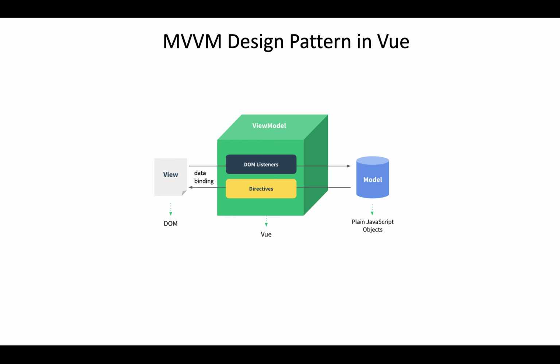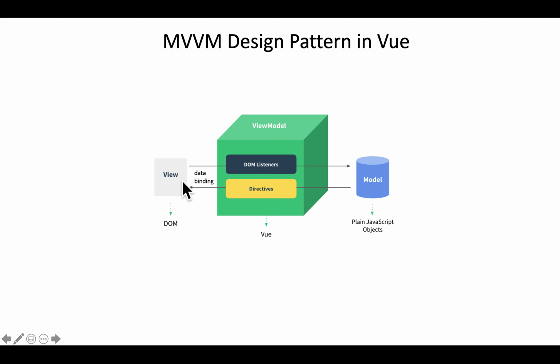In particular, in Vue, MVVM separates the development of UI, in our case HTML, from the development of business logic or backend logic. So let's take a look at the three concepts in this picture. The first M in MVVM means model. In Vue.js, model is a plain JS object.